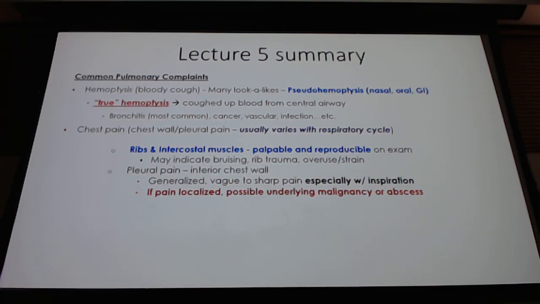And then the second thing is, if we do decide that patients truly have hemoptysis, right, we think it's coming from that central airway, and most commonly bronchitis is the most common reason. So remember, the bronchi are big pipes, right? They don't have the vasculature, they don't really have the innervation.